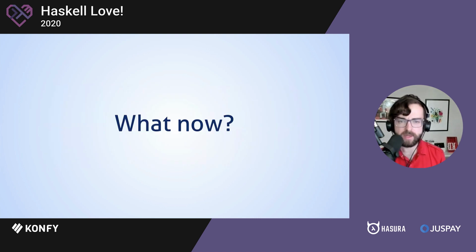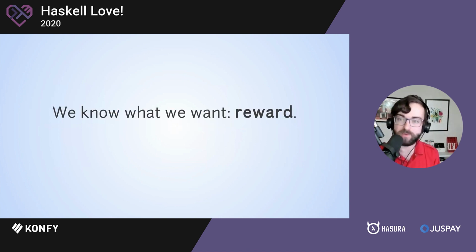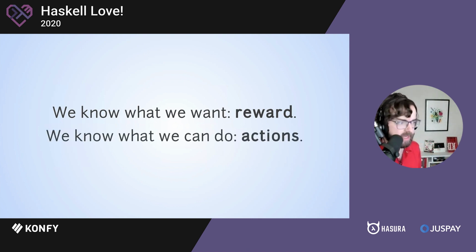Okay, so what do we do now? We have this framework that kind of lets us take actions, and we know what we want. We know that we want to improve our reward because we designed a reward metric to represent whatever we're trying to achieve. And we also know what we can do. What we can do is whatever set of actions our system permits at every single time step.